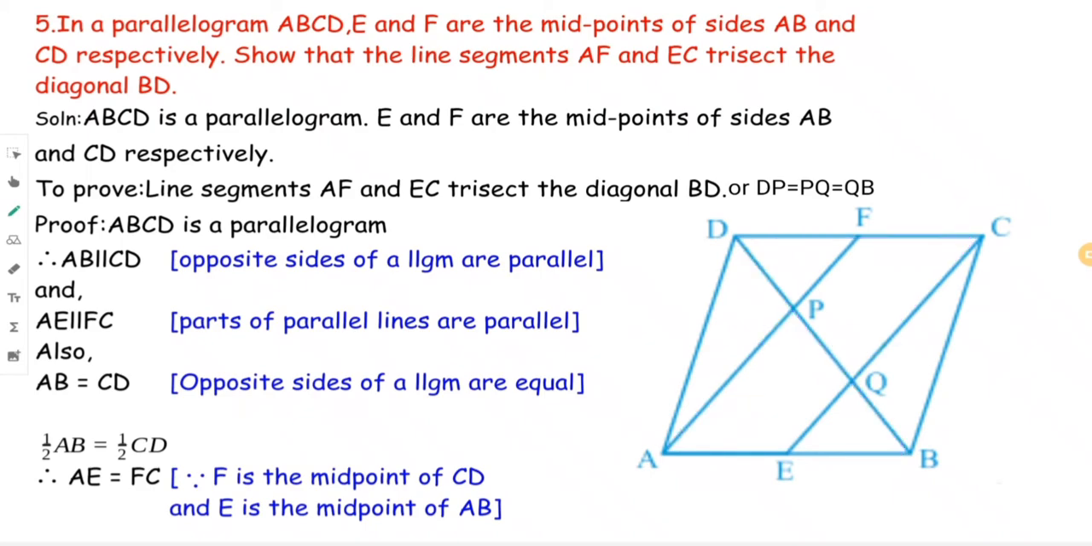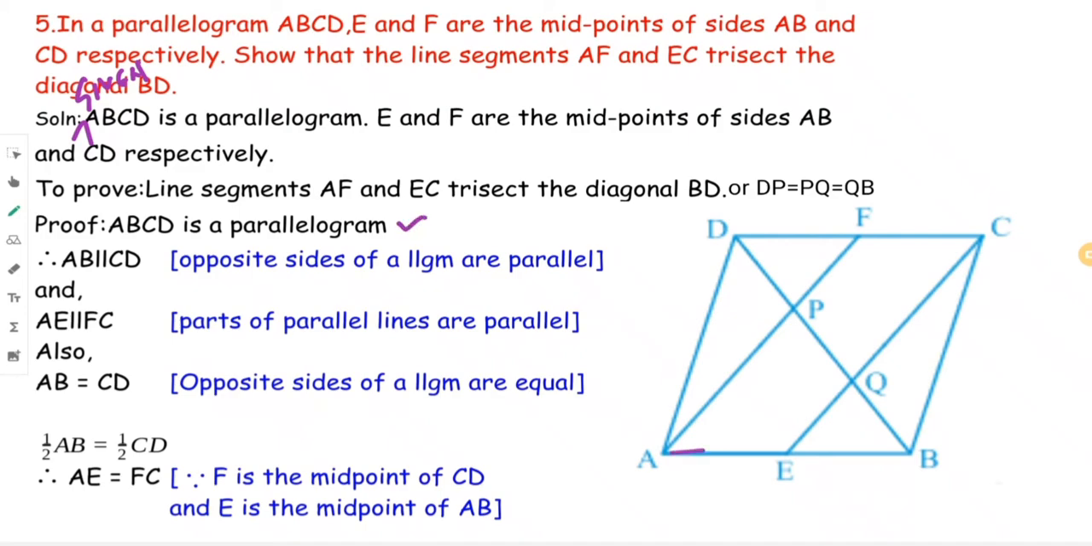Clear? Alright, let's start. Write down here, given: ABCD is a parallelogram, E and F are the midpoints of the side AB and CD respectively. To prove: line segments AF and EC trisect the diagonal BD, or DP equals PQ equals QB. Right, that is what we'll be proving. Now, proof. The question gives us that ABCD is a parallelogram, right?